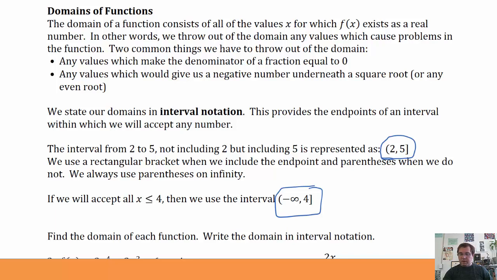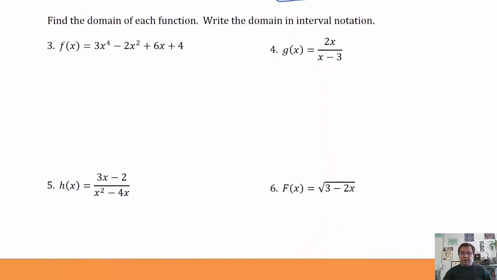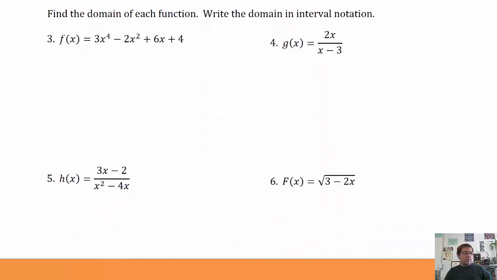So let's find the domain of each of these functions and write the domain in interval notation. Number 3, f of x equals 3x to the fourth minus 2x squared plus 6x plus 4. So remember, there's two things we need to be wary of. Anytime we have a fraction, we have to throw out any number that will make the denominator of the fraction equal to 0. I see no fractions here. And anytime we have a square root or an even root, we have to throw out any numbers that give us a negative number underneath the square root. I see no roots here.